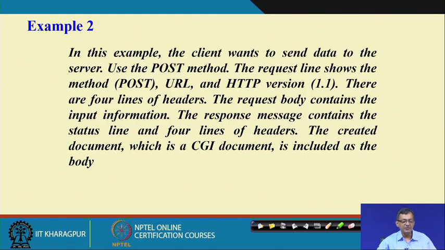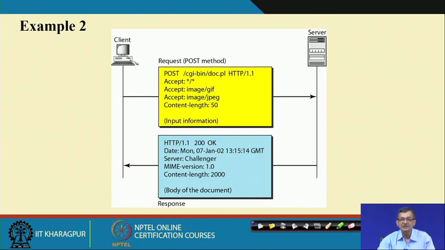Similarly, in another example, this is a request using POST, where the client wants to send data to the server. The request line shows the POST URL and HTTP version 1. There are 4 lines of header, the request body contains the information, and so on. So, it is posting some data against the image type, with the code either GIF or JPEG, and there is some content length. On the other side, the server replies with a 200 OK, and it shows the type of things it is able to handle.